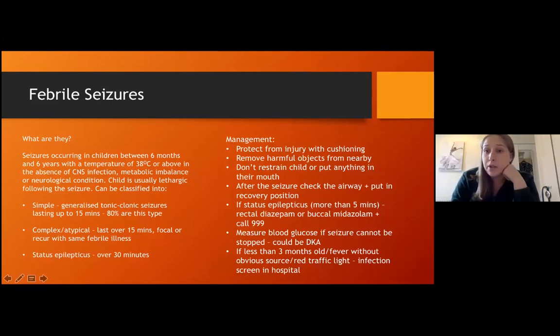You should also measure the blood glucose, because this could actually be DKA, and obviously in children it might be that they've not yet been diagnosed with diabetes if they're going to go on to have type 1. So it could be their first presentation of diabetes.